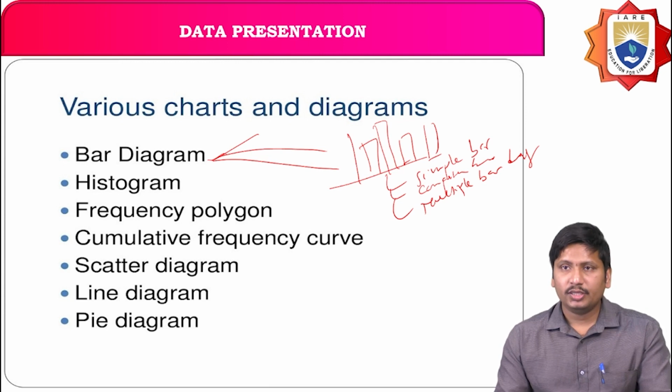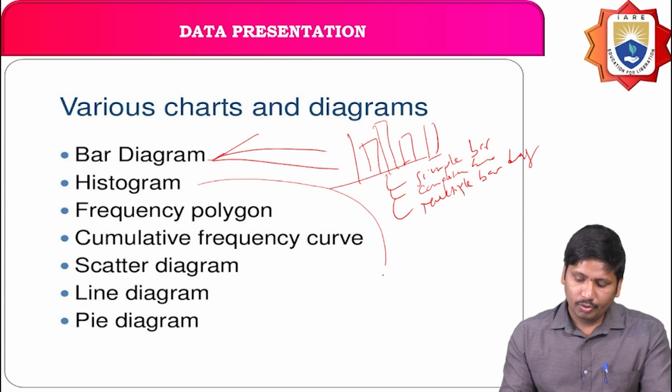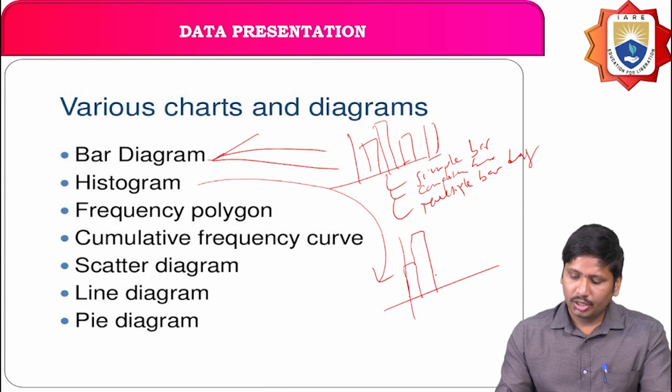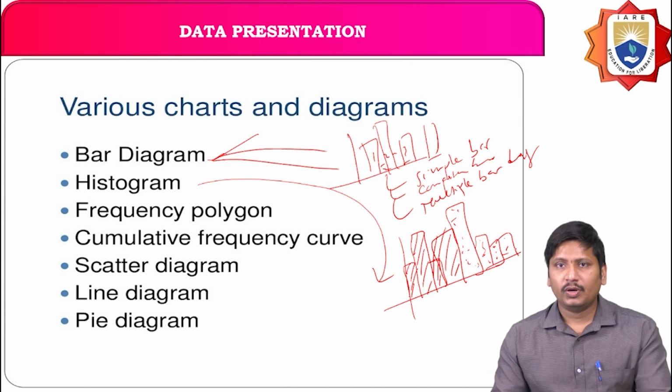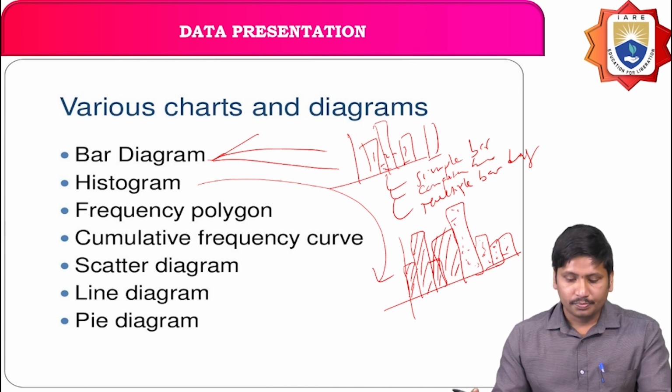And then histogram. So what is histogram? Histogram is also one type of bar diagram, but there is no space in between one bar and another bar. If you need a space in between one bar and another bar, then that should be a simple bar. Suppose you are not maintaining any space in between the bars, then that becomes a histogram. That is the only difference between the bar diagram and the histogram.